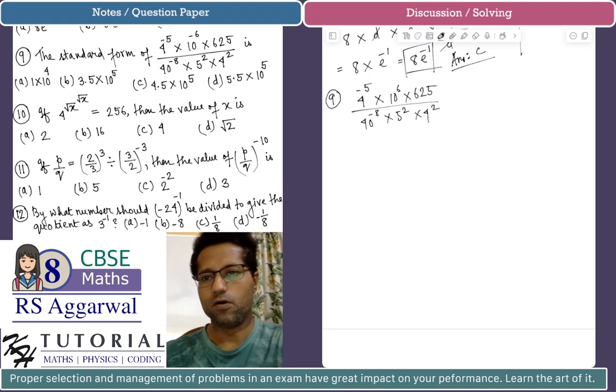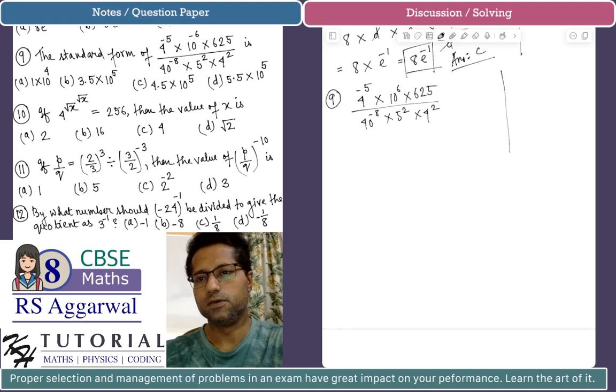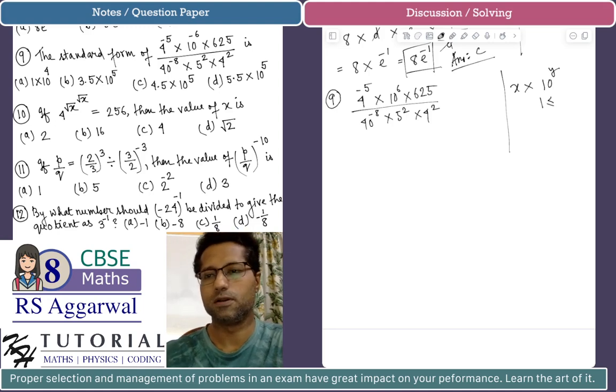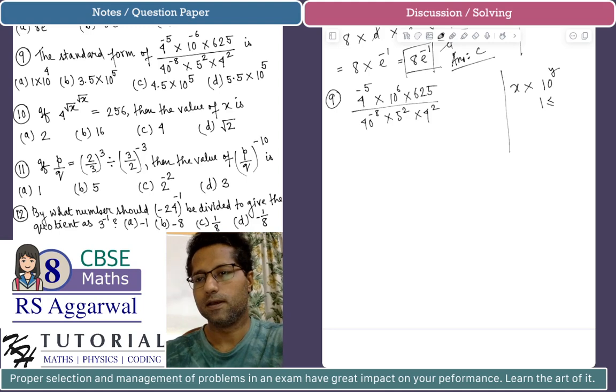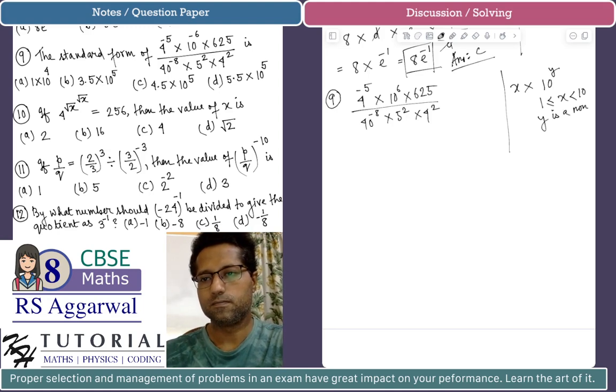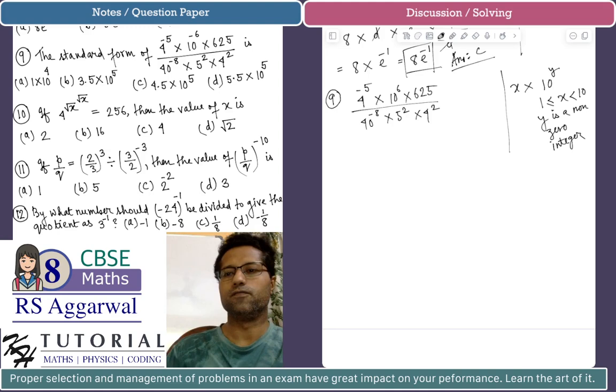Now in standard form, you know that the standard form is x multiplied by 10 to the power y, where x is a rational number or decimal number greater than or equal to 1 but less than 10, and y is a non-zero integer. It could be positive or it could be negative. It is an integer. This is the standard form.